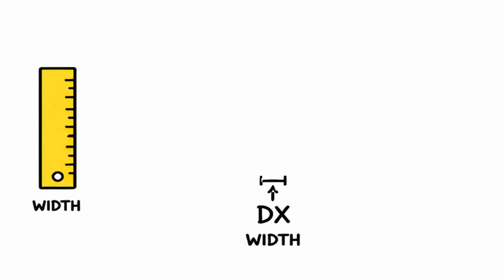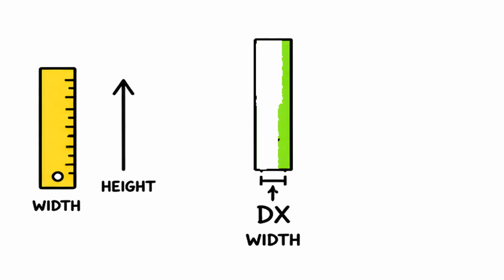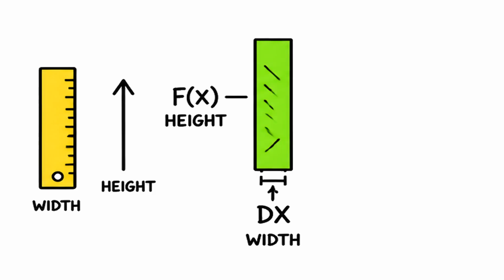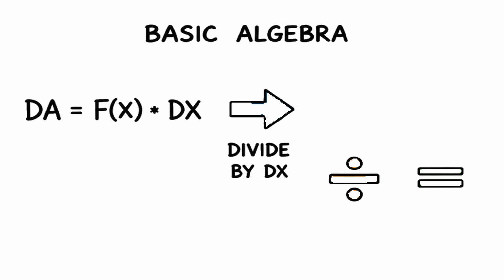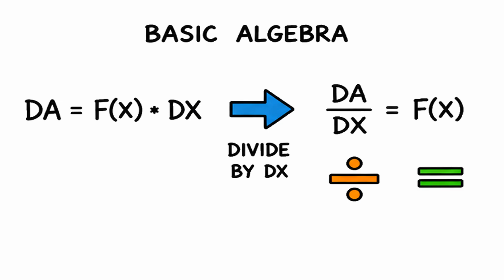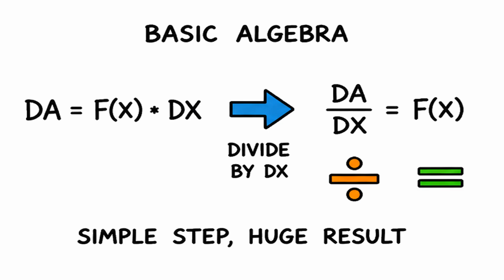The width is our tiny step dx. The height is the value of the function at that exact spot, f of x. So the new sliver of area, called dA, is height times width. Now do basic algebra. Divide both sides by dx. You get dA over dx equals f of x.